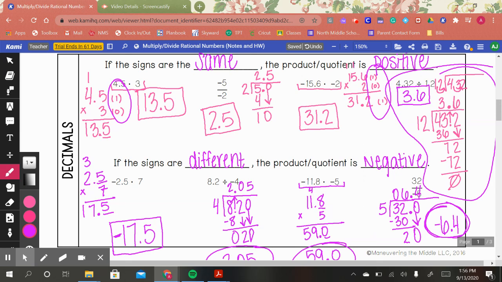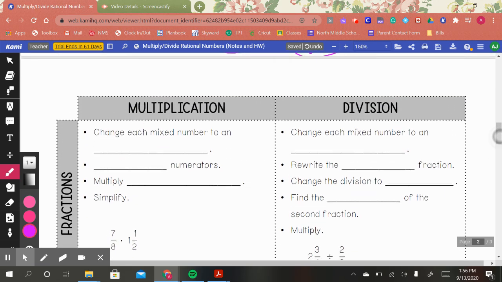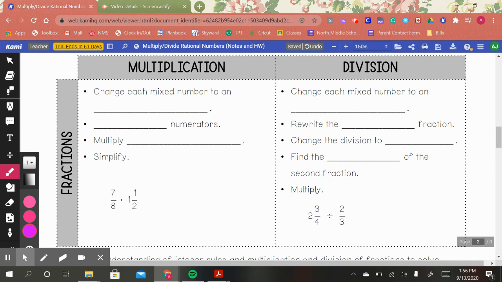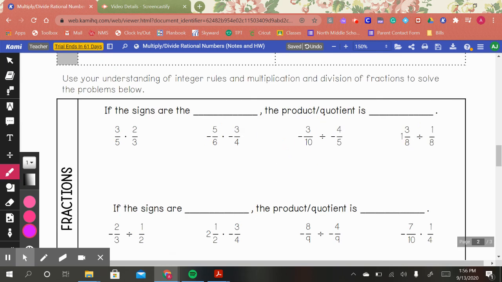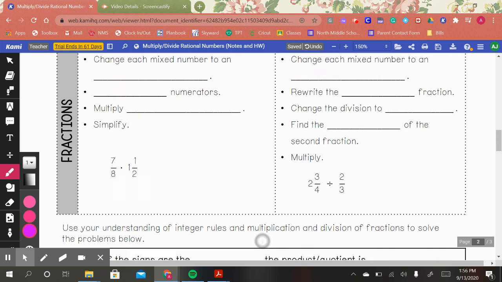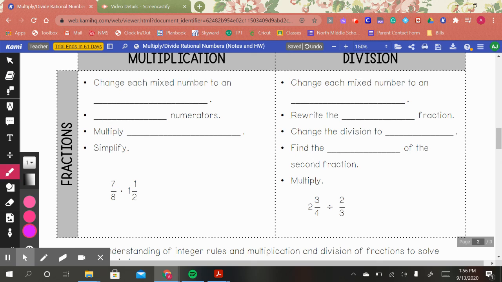All right, let's go on to the next page. And we are talking about fractions. To me, multiplying and dividing fractions is so much easier than adding and subtracting them. We don't have to worry about common denominators here, but we still do need to simplify. All right. First things first, we need to change each mixed number to an improper fraction. That makes it so much easier to multiply and divide, as well as adding and subtracting. Once we change them into improper fractions, then we are going to multiply the numerators and then multiply the denominators.